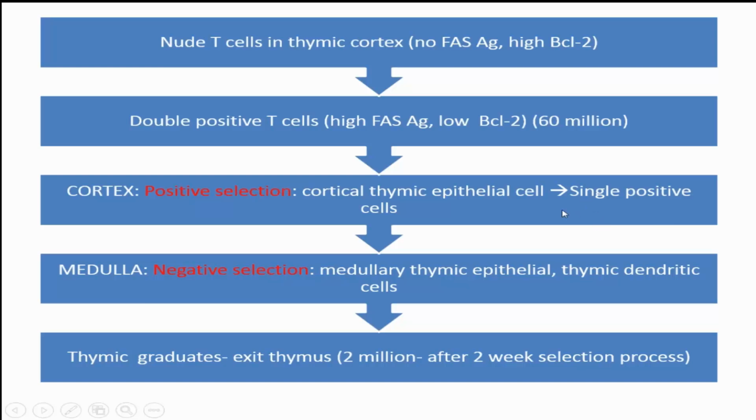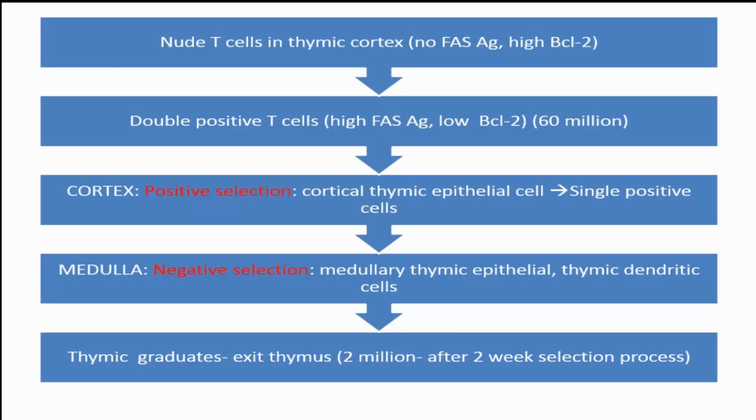Once they go through positive selection, they progress into the medulla of the thymus, where they interact with two other types of cells, medullary thymic epithelial cells and thymic dendritic cells. These present different kinds of self antigens, say antigens from the heart or the kidney, or protein antigens common to all the cells of the body, bound to the MHC on these cells. And the question is, can you bind to these self antigens? The correct answer is no. If they do bind to the self antigens, they are deleted. If they do not bind to those self antigens, they survive. So it's called negative selection.